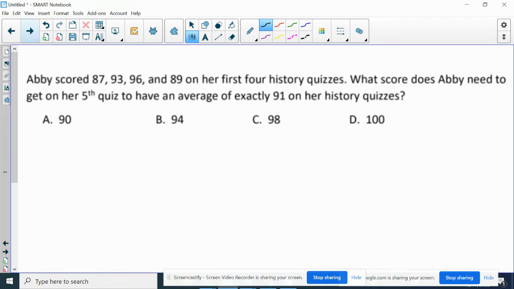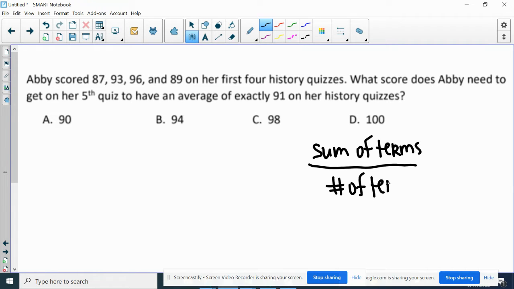So this is a really good question. It's probably more math level 1 versus math 8 in our statistics, like our mean, median, mode. Abby scored these grades on her first 4 history quizzes. What score does Abby need to get on her 5th quiz to have an average of exactly 91 on her history quizzes? So remember, average is taking the sum of all terms, add them all together, and then divide by the number of terms present, and that is your average.